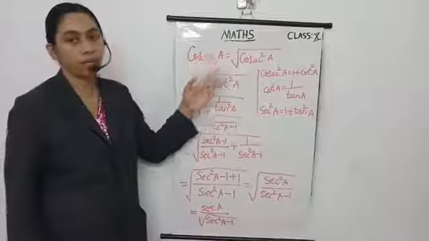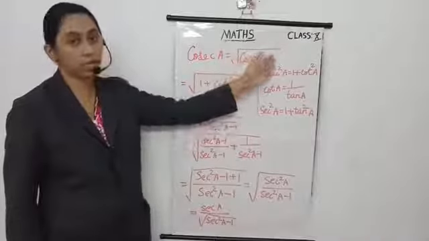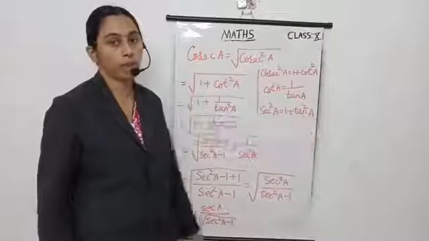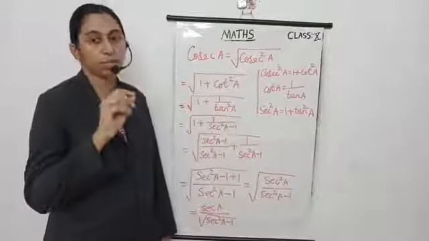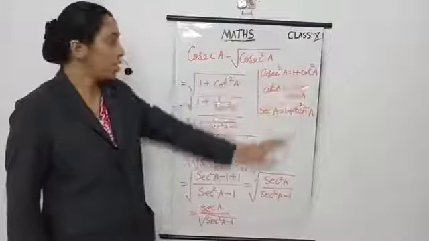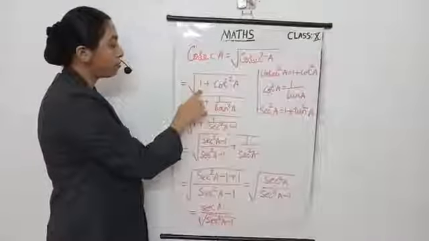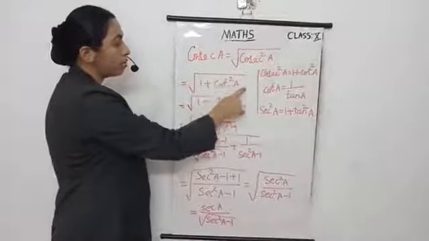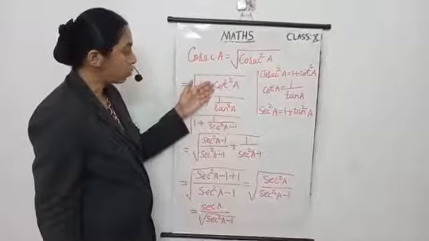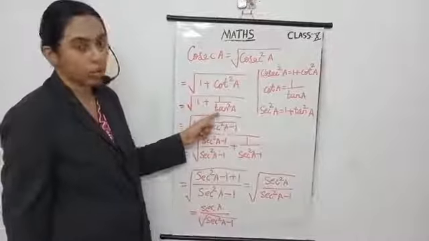Cosec A, same as the previous question. First write cosec A equals root of cosec square A. Now the identity: cosec square A equals cot square A plus 1. We learned cot square A plus 1 equals cosec square A. Now substitute that value here. So this is root of 1 plus cot square A. Now cot A is 1 by tan A. So substitute that here. So this is cot square A, so this is 1 plus 1 by tan square A.